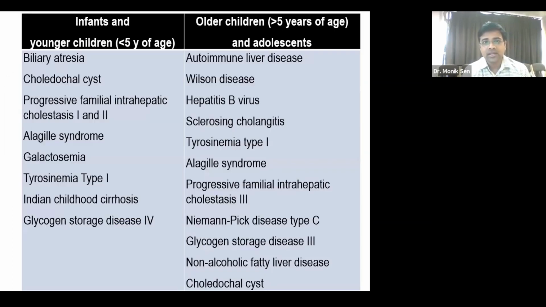If you look at infants and younger children, and older children more than 5 years of age, the adolescents, there are two different spectrums. The younger age groups are mostly affected by biliary atresia, choledochal cyst, PFIC, Alagille, galactosemia, tyrosinemia, and glycogen storage disorders. Those who are older, and these are adolescents and children who are more than 5 years of age: autoimmune liver disease, Wilson's, hepatitis B, sclerosing cholangitis, tyrosinemia, Alagille, progressive familial intrahepatic cholestasis type 3, while type 1 and 2 are for younger children. Niemann-Pick disease, glycogen storage disorders, and non-alcoholic fatty liver disease are the important etiologies. But these are not compartmentalized. They may overlap between the age groups.